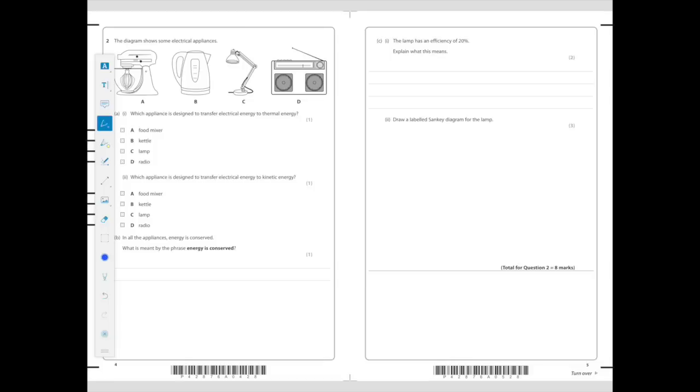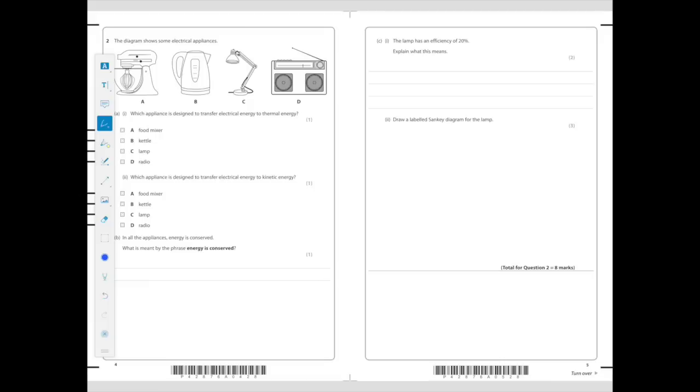In all appliances, energy is conserved. What is meant by the phrase energy is conserved? And that is that energy cannot be created or destroyed. It is simply converted from one form into another. The lamp has an efficiency of 20%. Explain what this means. And that means that 20% of the energy input has been transferred usefully. So in the case of a food mixer, 20% of the electrical energy in will have been converted to kinetic energy. Or you could have argued that 80% of the energy input has been wasted.